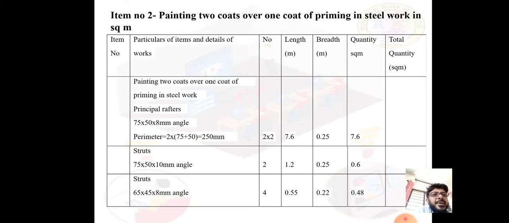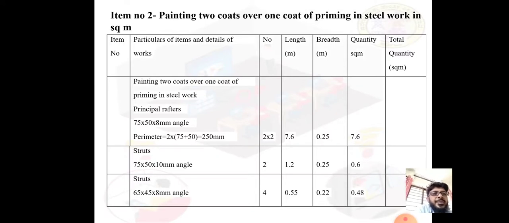Now come to the second item, that is painting 2 coats over 1 coat of priming in steel work, in square meter. So first priming has to be done and 2 coats of painting. With this the life of the truss can be increased. So we can protect against corrosion by providing 1 coat of primer and 2 coats of paint.